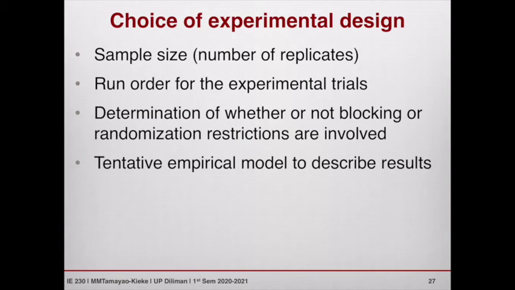This involves the determination of the number of replicates and the sample size. It is also the step where the run order for experimental trials are set. Now, most statistical software actually has a feature to help in generating a run order. Another concern in this step is to determine whether or not to block or whether there are randomization restrictions involved. And lastly, the experimenter also has to identify a tentative empirical model to describe the results of the experiment.